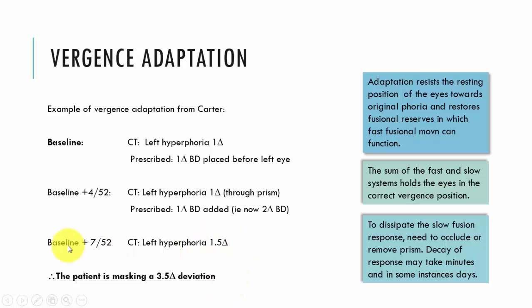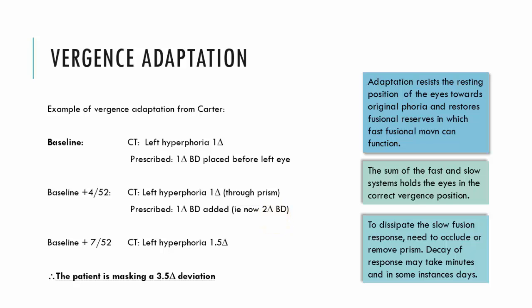So at baseline plus 7 weeks, we're detecting a left hyperphoria 1.5, but it should actually be 1.5 plus 2, because we induced another 2 diopters worth of vertical fusional movement. But the patient has adapted and is returning towards their original phoria.